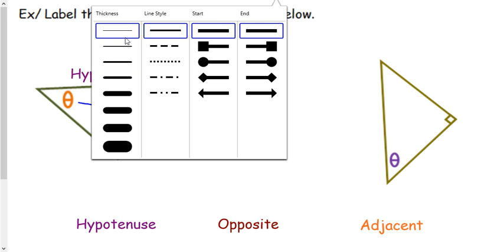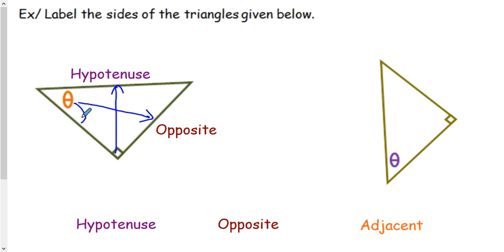Finally, I've got my adjacent side. That's going to be the one that's right next to my angle. It's actually touching my angle. It's one of the sides that makes my angle. So that's the adjacent side. So I'll put my adjacent one right there. And we've properly labeled that triangle.